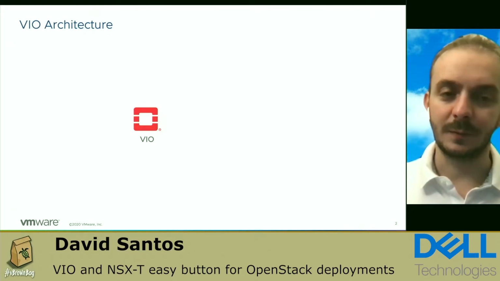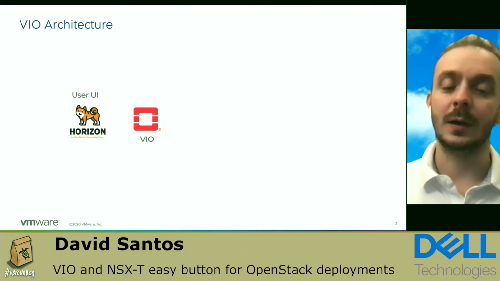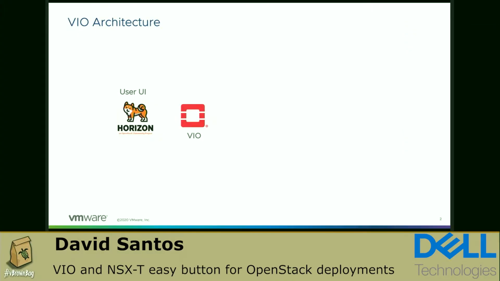In the middle, we have VIO, and it will be consumed by Horizon. That's the project that provides the user interface, the UI. We're going to consume our infrastructure as a service. And in the back, we have the VIO products.